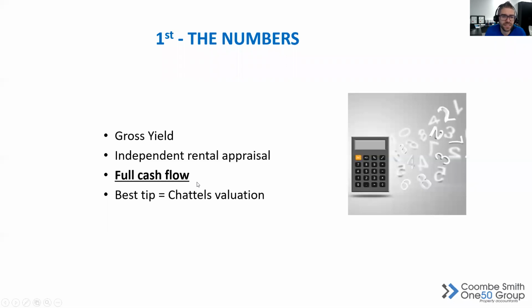Next thing I look at is the full cash flow. The gross yield gives me a quick comparison and a basic indication, but I'm really looking at what the full numbers are. What's the rent, less all the expenses, and what's the profit or loss from that? And the best tip really for tax is to get a chattels valuation.